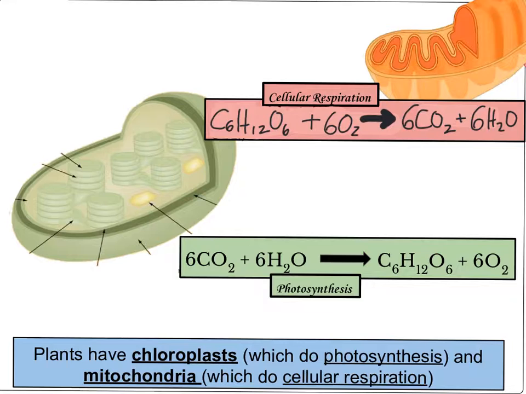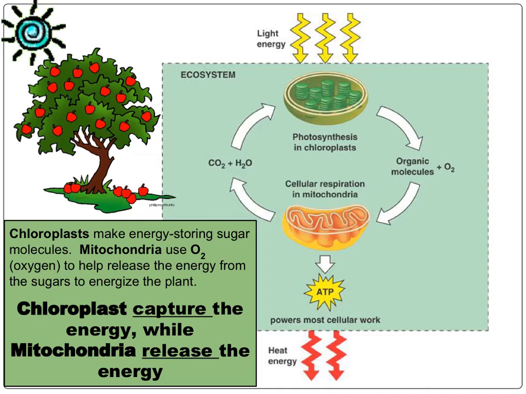So you can see here that this portion of the equation, cellular respiration, the ingredients, the reactants, are the products. They are what are made during photosynthesis. And what is made during cellular respiration, the products, go into photosynthesis. They are the reactants of photosynthesis, the ingredients necessary. So chloroplasts make energy-storing sugar molecules. And that energy came from the sun.